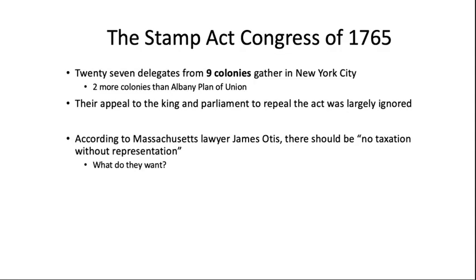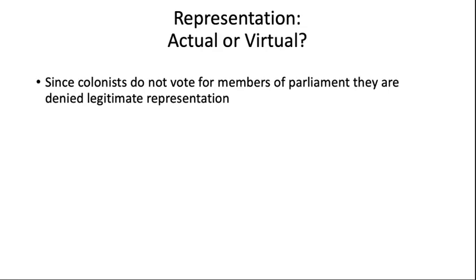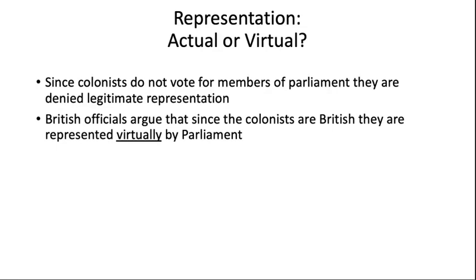How do the British justify what they're doing here? Well, they say that the colonists have virtual representation, right? So the colonists say, look, we don't have members of parliament, so we don't have real representation. No taxation without representation. The British say, well, no, you're British subjects, and the theory is that the parliament acts in the best interest of all British subjects. So therefore, you are represented in Congress.